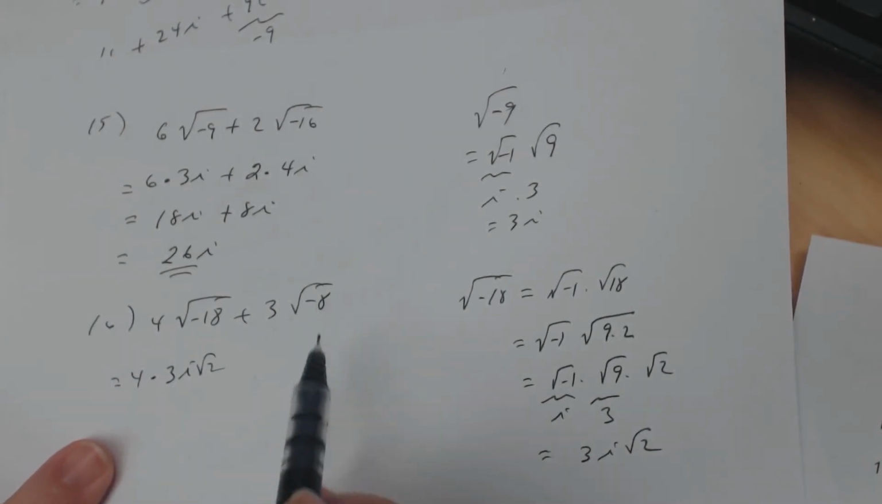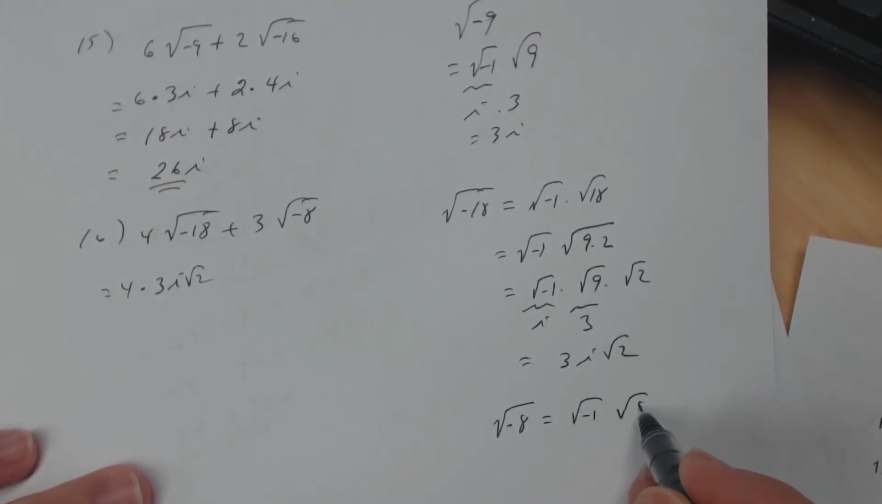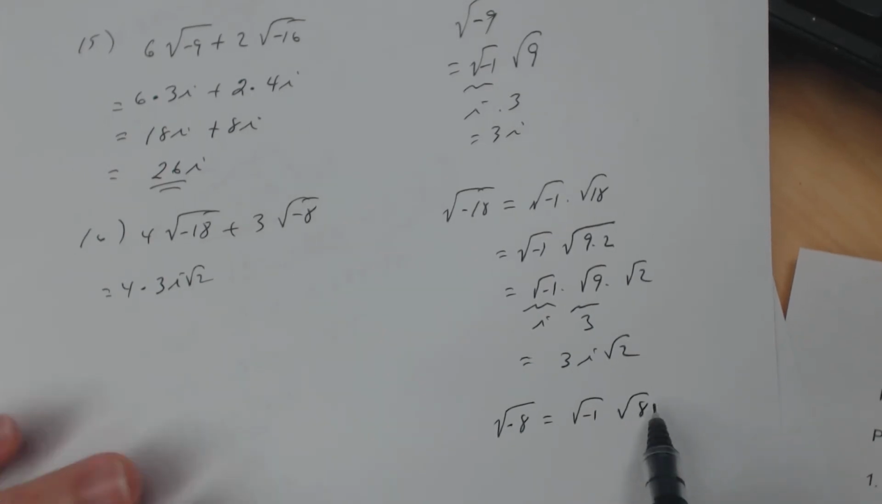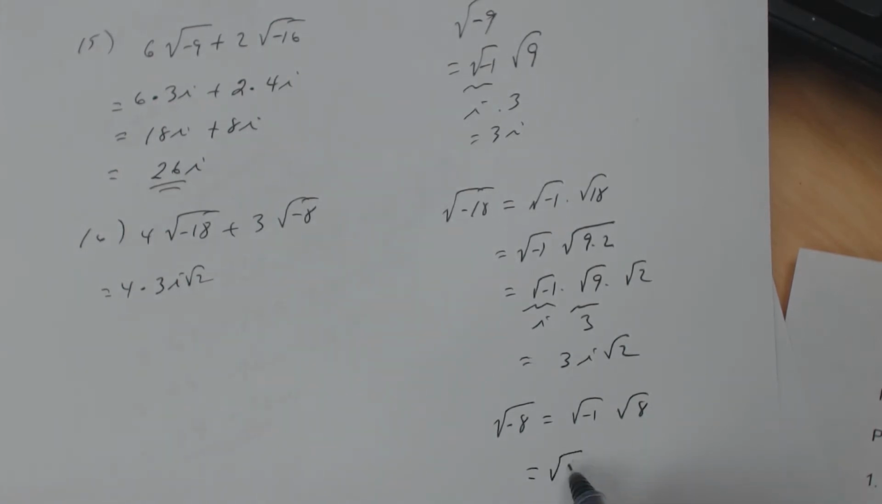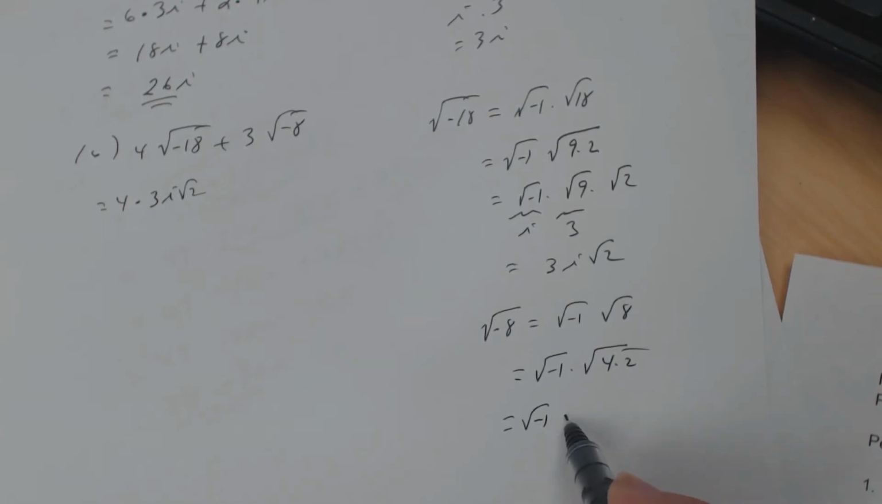Then we do the same thing with the square root of negative 8. So let's do the work there. So the square root of a negative 8 is the square root of a negative 1 times the square root of 8. And you ask yourself, no, 8's not a perfect square, but is there a perfect square other than 1 that goes into 8? And the answer is yes, 4. So I can write this as square root of a negative 1 times the square root of 4 times 2. And remember, the square root of 4 times 2 is the same thing as the square root of 4 times the square root of 2.